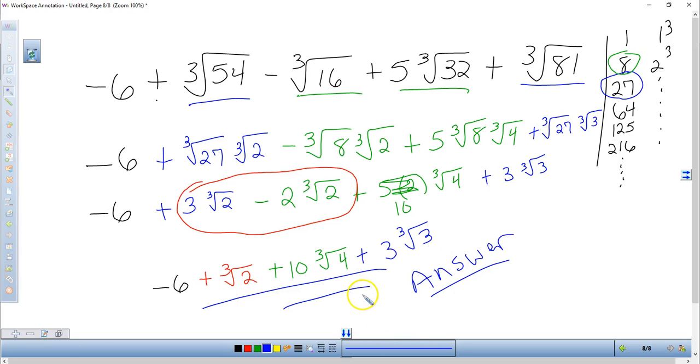So simplify them as much as possible. Go down as far as you can. And then combine any like terms that you can. Sometimes there will be only one set that can be combined. Sometimes there will be multiple sets. But combine what you can. Simplify as far as possible.